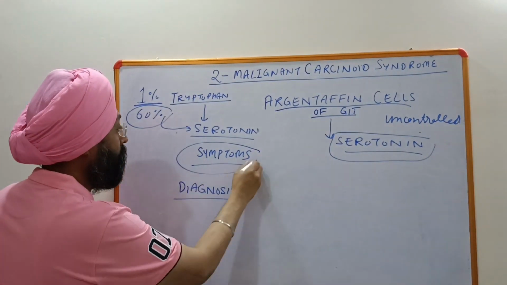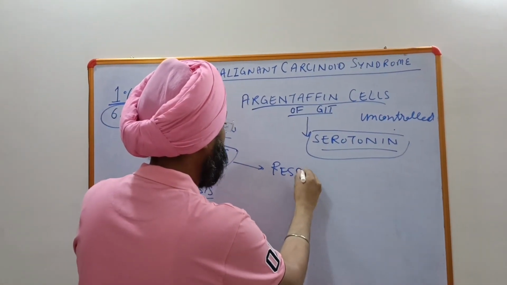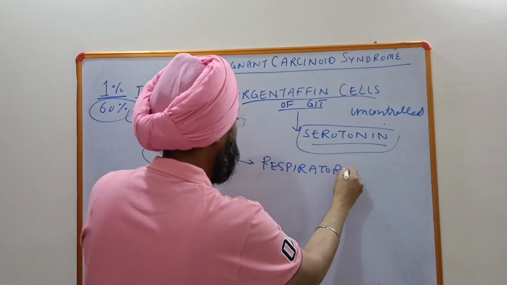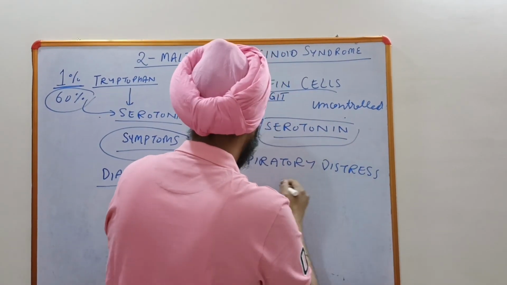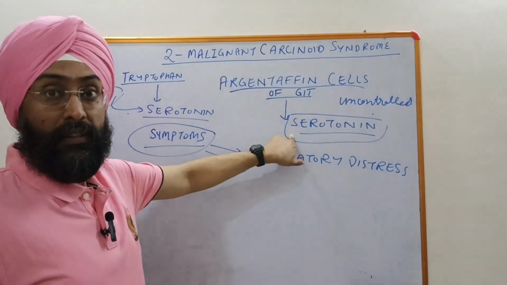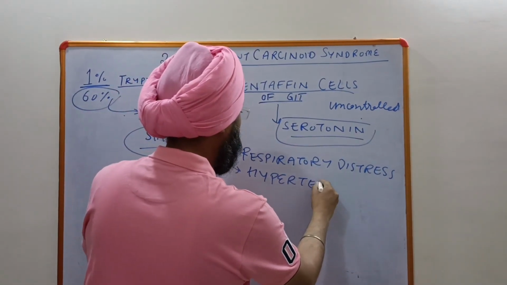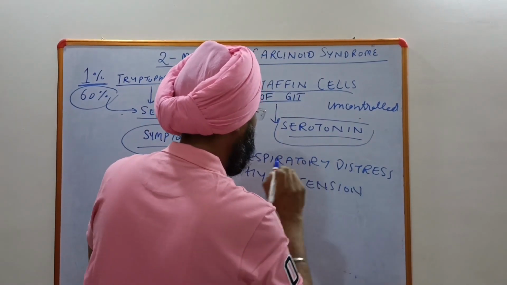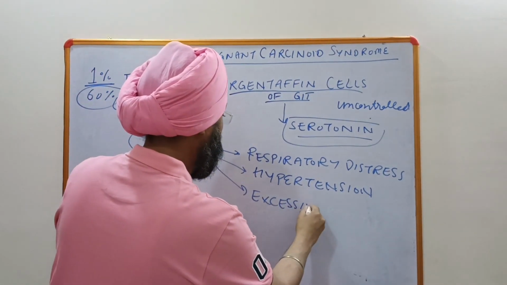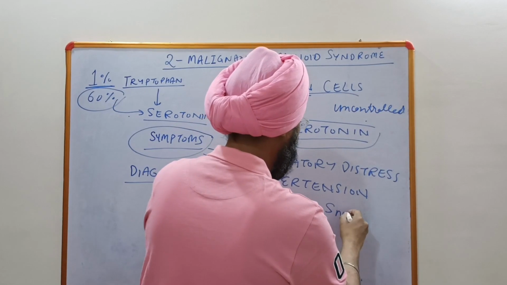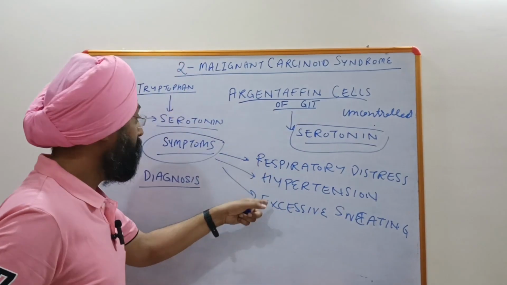And now coming on to the symptoms. First of all, there will be respiratory distress in these patients, right? And since the serotonin levels are increased, there will be hypertension, right? And there will be excessive sweating in these patients, right? So these are the chief symptoms.